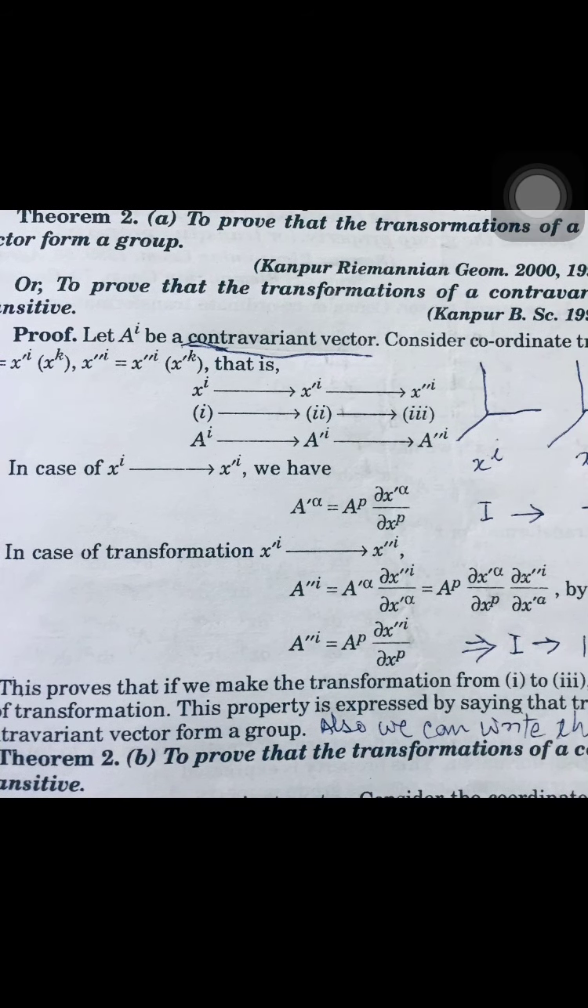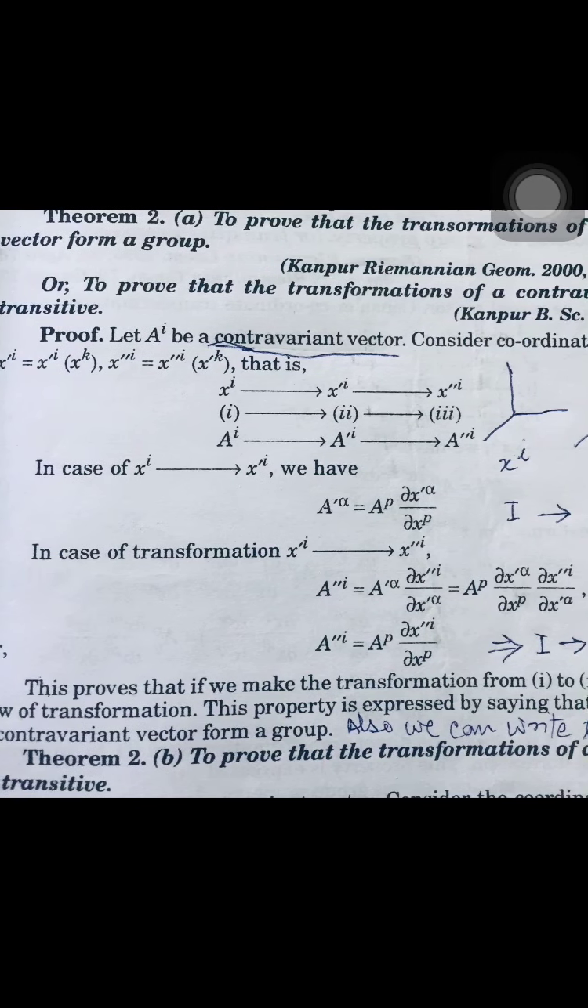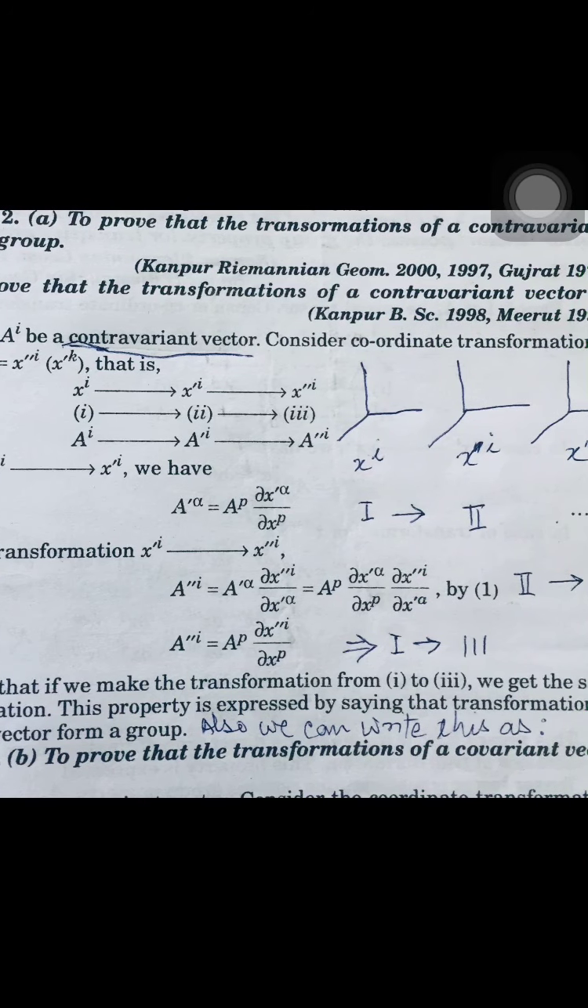First property, to prove that the transformation of a contravariant vector, here you have to be clear on one thing, that vector means tensor of order 1, forms a group. This is given in the theorem part. What is the meaning of a group? Which we have to say is a group, you have seen here in the system.